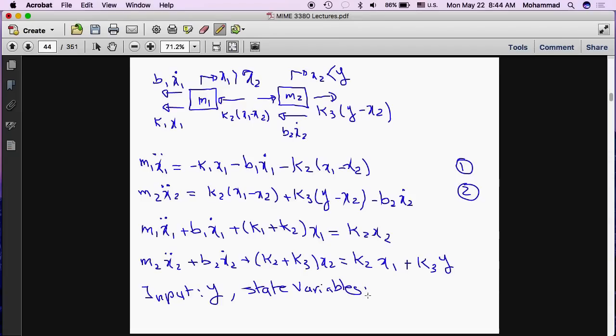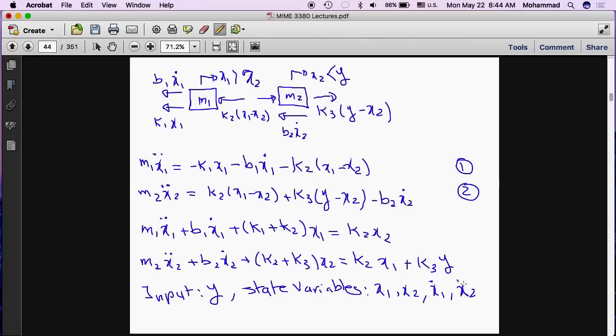So state variables, what are they? What are the state variables? I'm going to rely completely on you now. Okay. So x1, x2. How many should we have? 4. Okay. So we have so far 2. We need 2 more. x1 dot and x2 dot. Very good. Thank you.